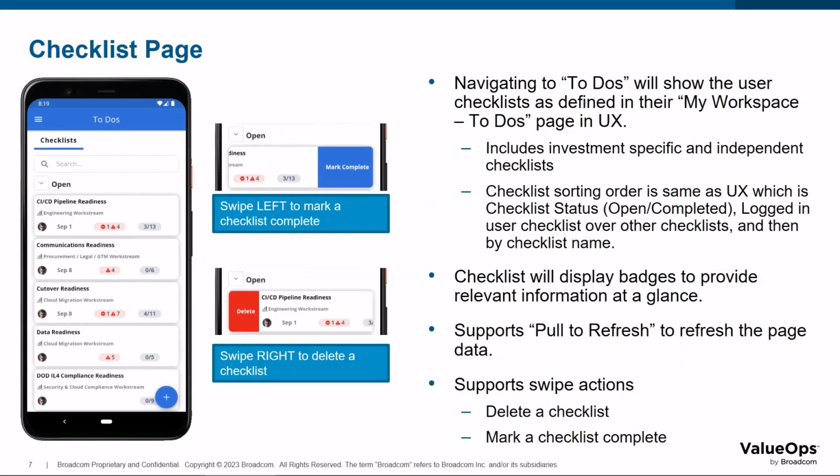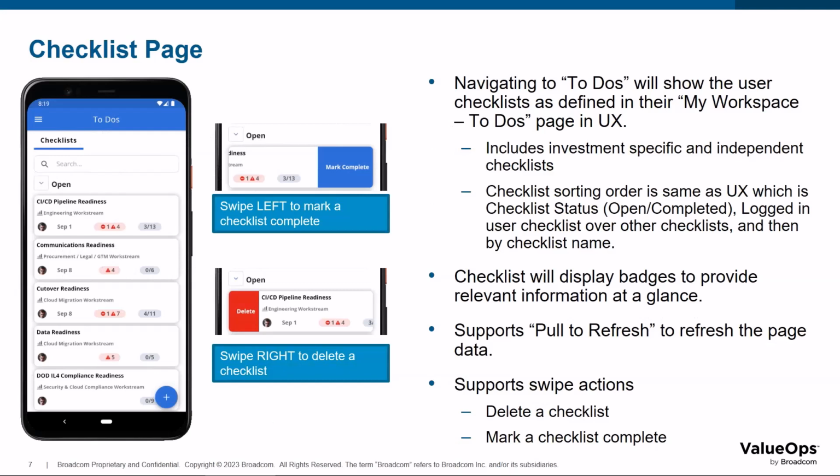Once navigating to the to-dos, the user will see the to-do checklist page. This would be displayed in the same order as the user seeing their checklist in the modern UX. This page will include the investment specific as well as independently created checklists, and the sort order for the to-dos is the same as what it is in the UX, which is the user will see their open and completed sort order first. Within the open and completed, they will see their own checklists in order by the name. That's the same functionality as the UX.